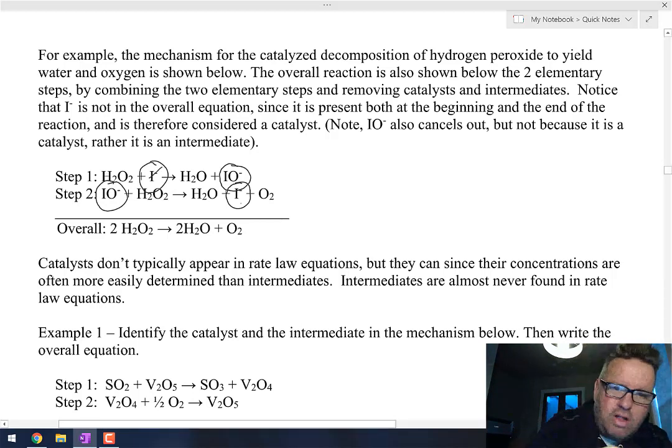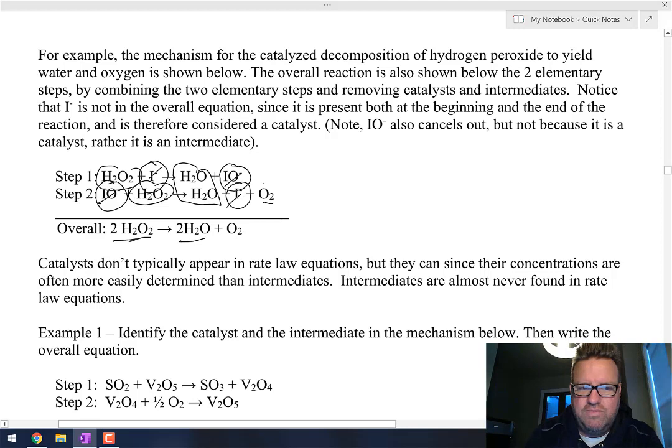So all of those things end up canceling. And so you're left with those 2 hydrogen peroxides. And then here's your 2 waters. And then you've got your oxygen.